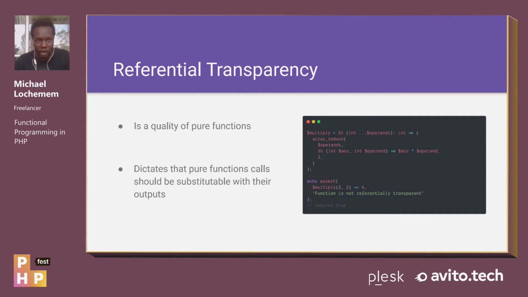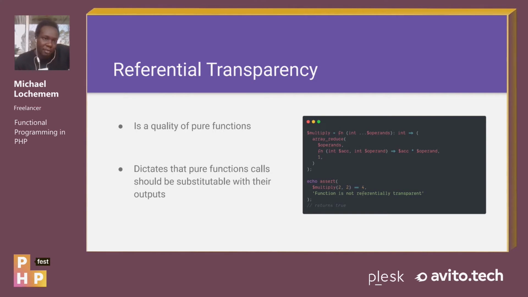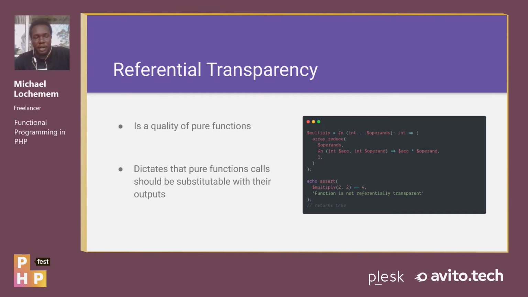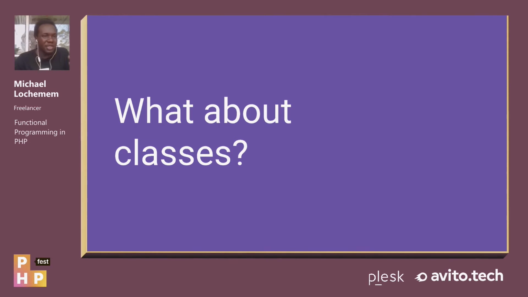my result should be 4, right? So if I'm able to substitute 4 for that function call to multiply with the values 2 and 2, that implies referential transparency. That means that my function is pure. It's really a barometer, a nice little check for function purity. If you can substitute a function call with its output, then your function is referentially transparent, and you've written a pure function. It's a test, a measuring stick for purity.